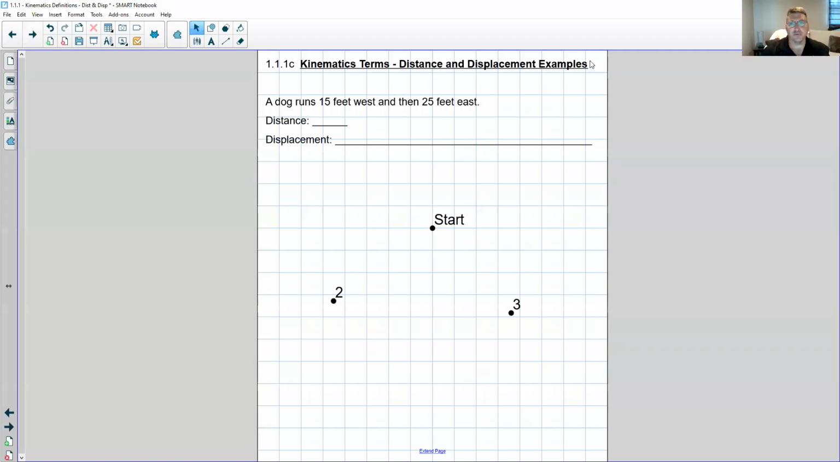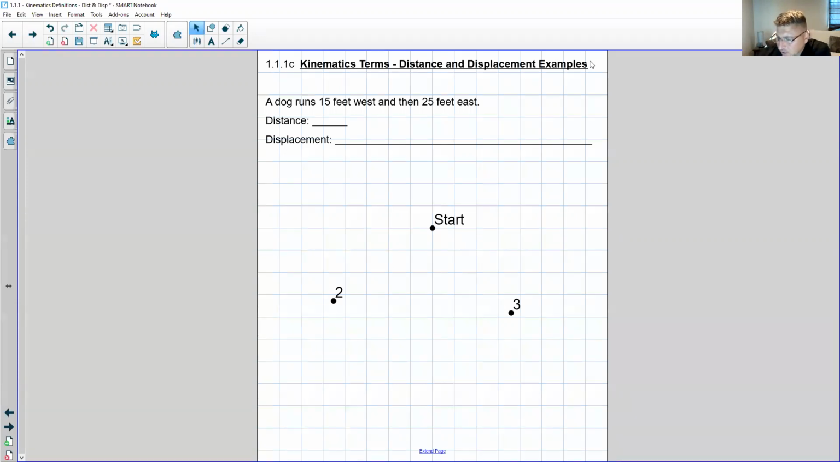All right, so we're going to go through a few examples of using distance and displacement, measuring them, calculating them, and different ways to report distance and displacement. So first things first, distance, remember, is just the total length of a path traveled by some object. So for our first example, a dog runs 15 feet west and 25 feet east.